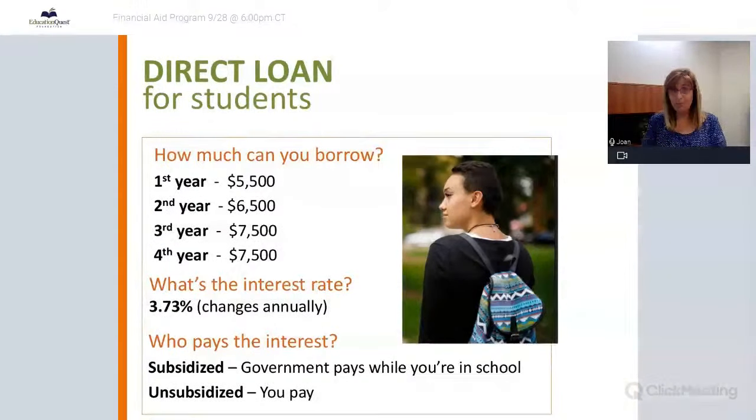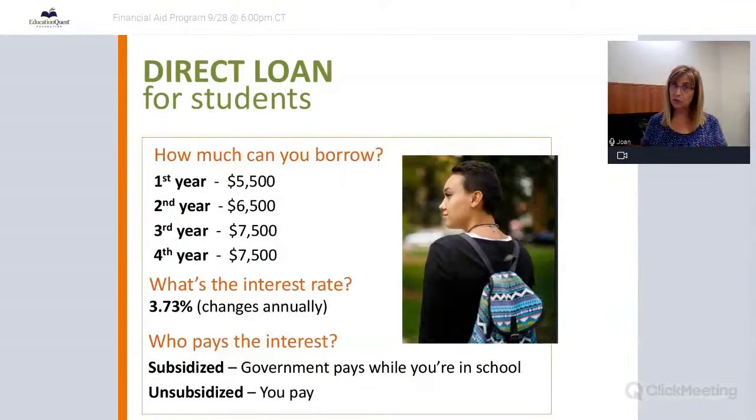Unsubsidized means the government does not pay any interest on this loan. So it becomes the student's responsibility to pay this interest. Now, this loan does accrue interest while the student is in college. So I always encourage the family to try to pay that interest if you can. Otherwise, you're going to be paying interest on top of interest. It's going to capitalize. So if you can pay it, great.